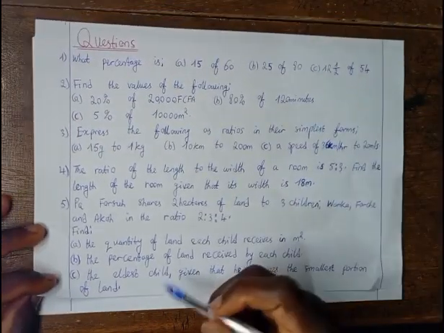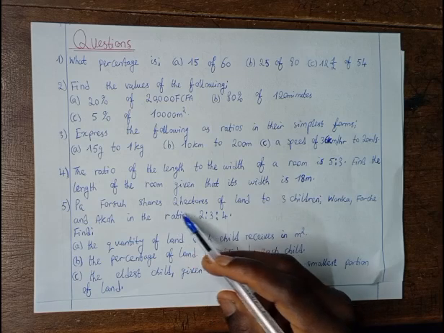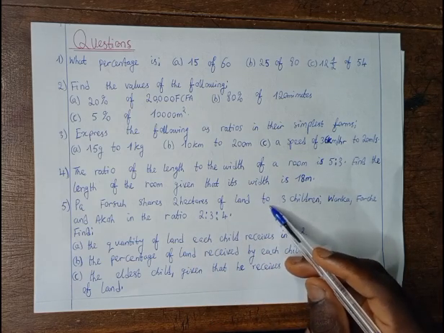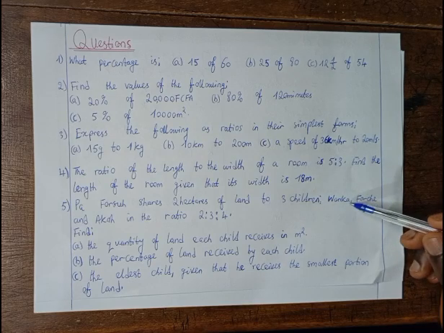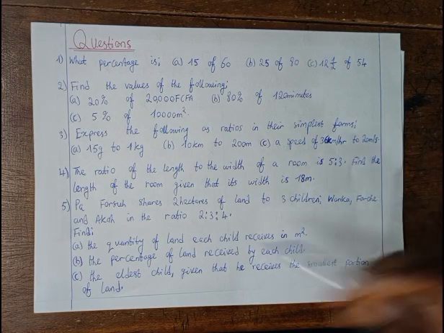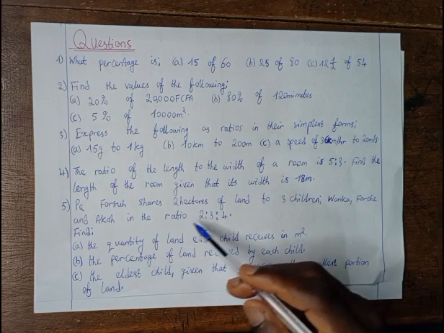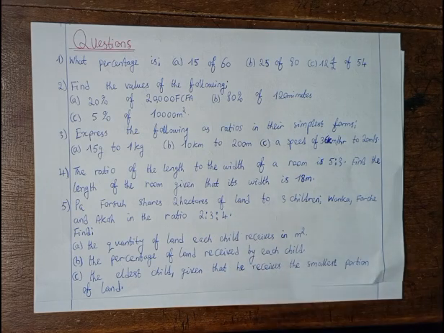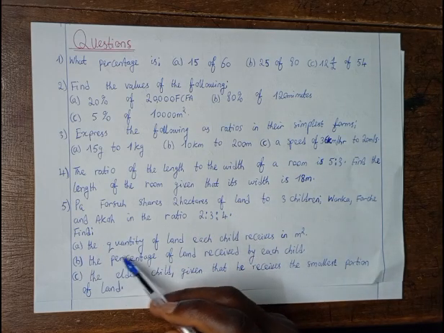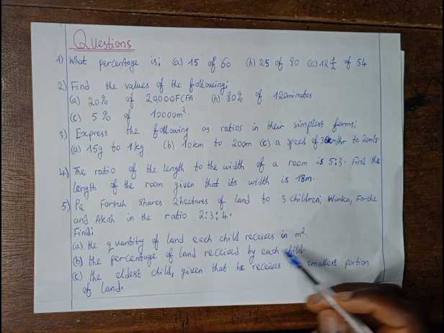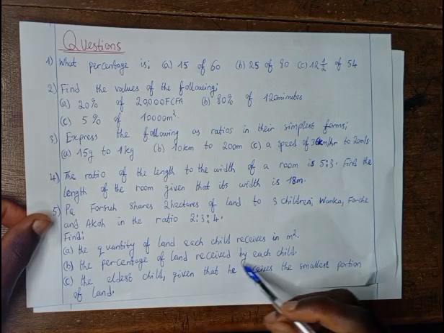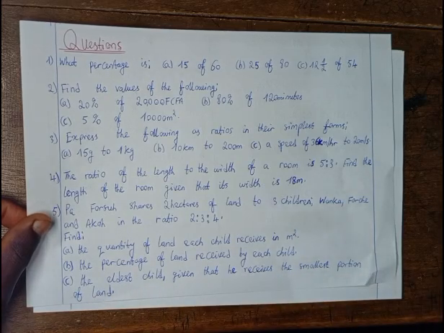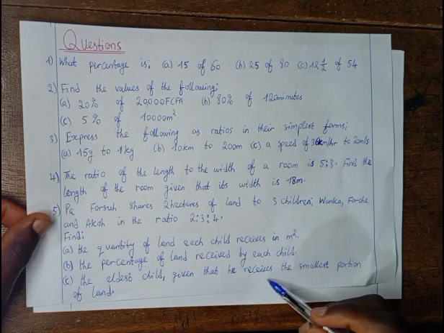Question 5 goes, Parafosu shares 2 hectares of land to 3 children, Wanka, Foche, and Ako, in the ratio 2 is to 3 is to 4. Find, question A, the quantity of land each child receives in meters squared. Question B, the percentage of land received by each child. Question C, the eldest child, given that he receives the smallest portion of land.